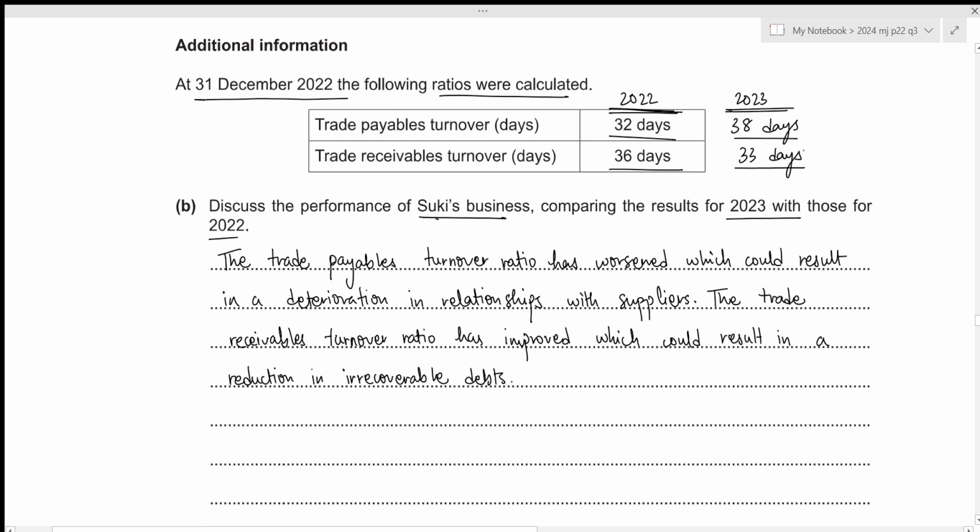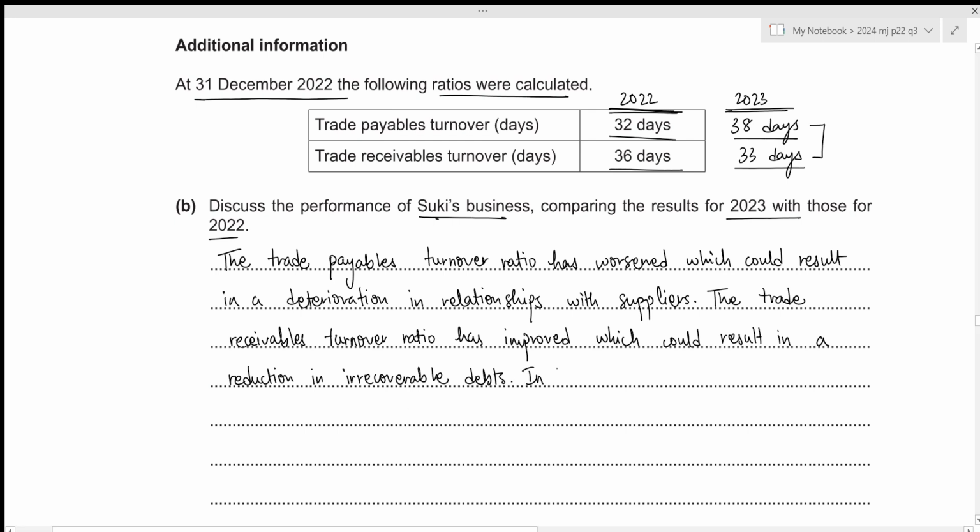Now let's compare these two values for the current year. So we can see that it takes a shorter period of time to get the money back as compared to the period of time required for Suki's business to pay back to the supplier. So we can say that the credit customers will now pay more quickly than the payments which are to be made to the credit suppliers.